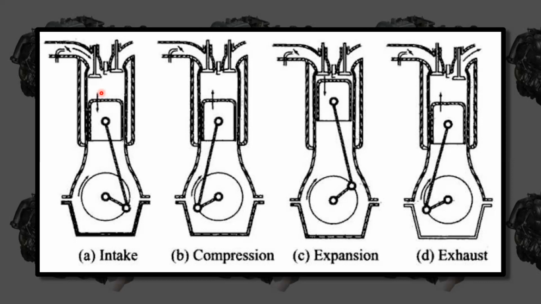Since it is an SI engine, keep in mind that SI means spark ignition engine. In a four stroke spark ignition engine, four stroke means we are going to have four strokes: intake, compression, expansion, and exhaust. During these four strokes, we are going to have 5 events. One event is suction, another event is compression.